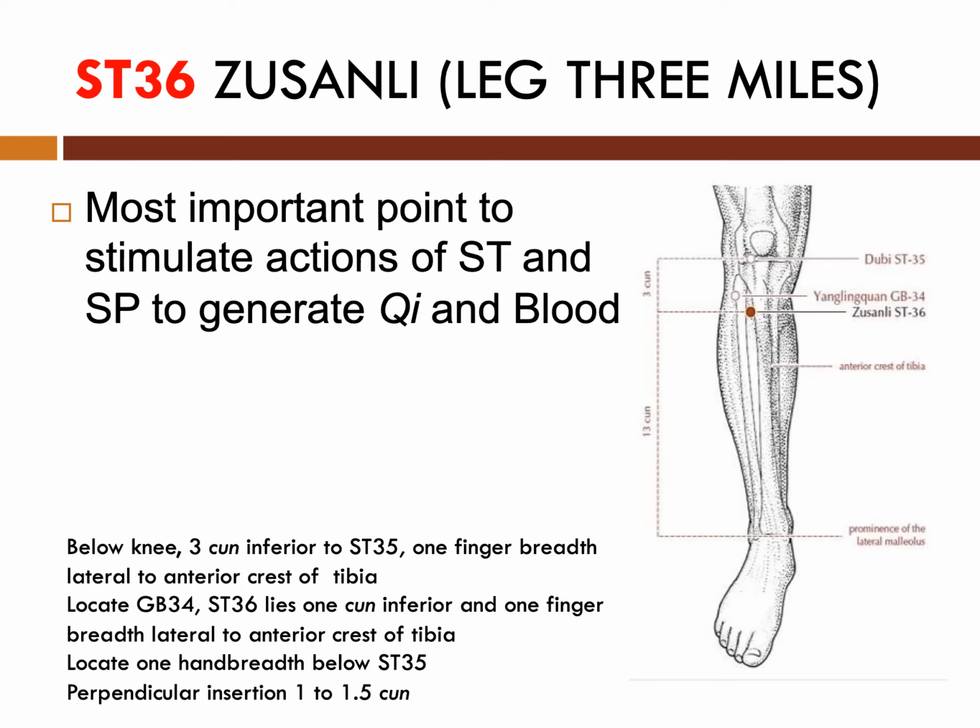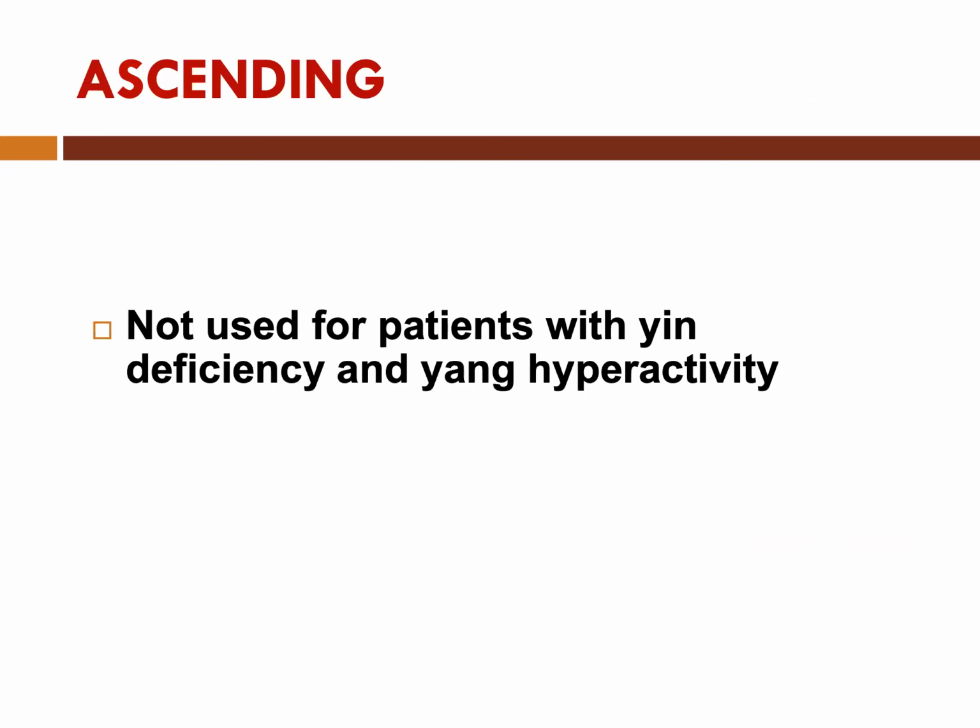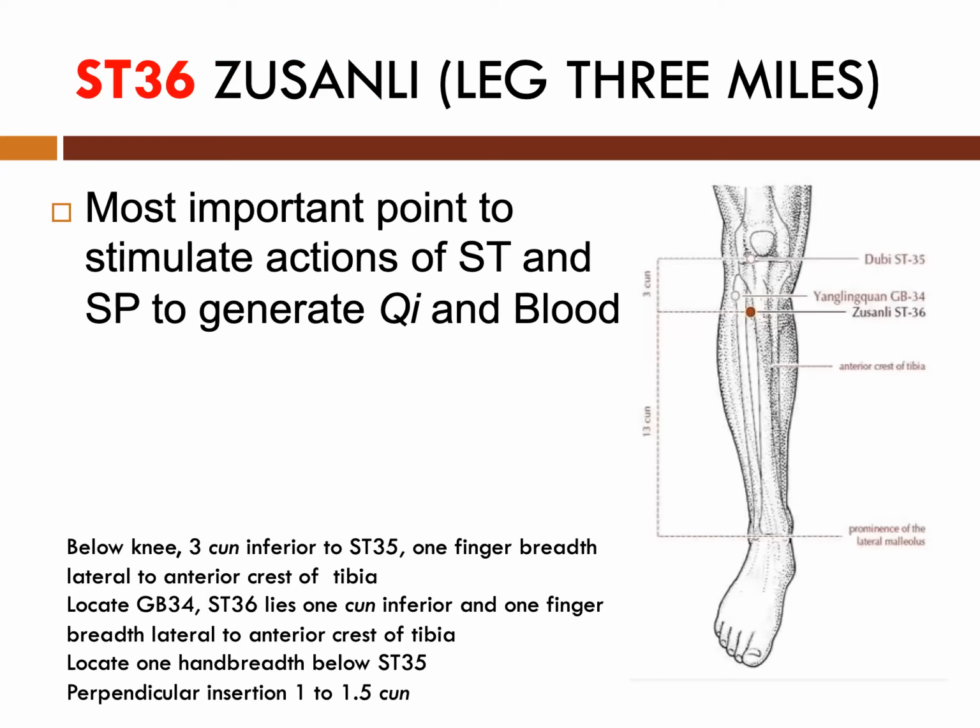Again, as a review, this point is located below the knee, 3 tune inferior to stomach 35, 1 finger breadth lateral to the anterior crest of the tibia. We can also locate GB34 first. So we find stomach 36, which lies 1 tune inferior and 1 finger breadth lateral to the anterior crest of the tibia. Or we just locate 1 hand breadth below stomach 36, and that's at stomach 35, so that's stomach 36. Needling is done through a perpendicular insertion, 1 to 1.5 tune.